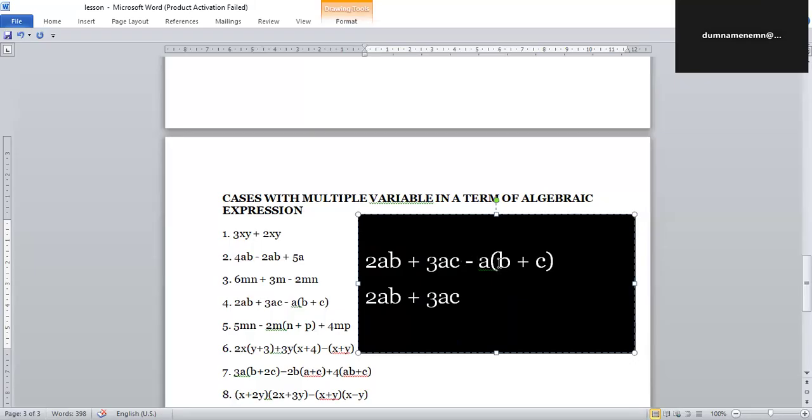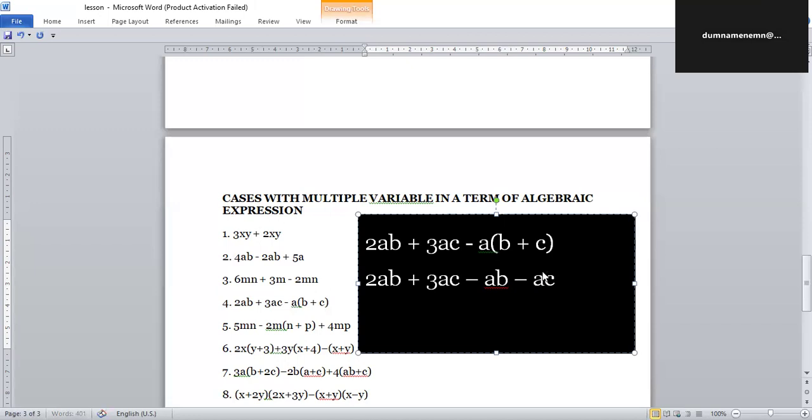So negative a multiply b, you're going to have what? Negative what? Negative ab. Then negative a multiply c, you're going to have what? Negative ac. Then you collect the like terms.